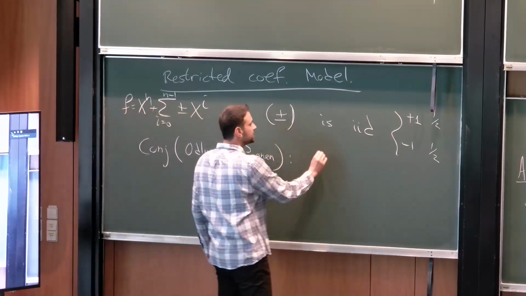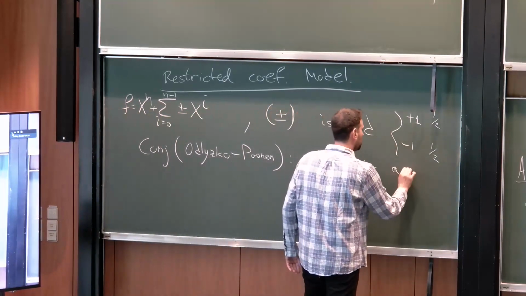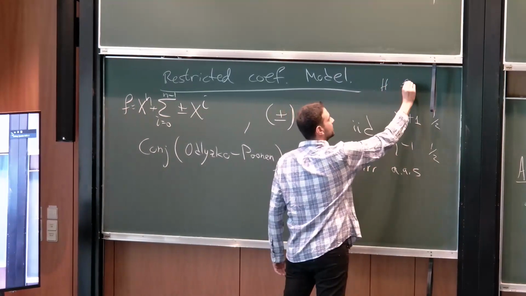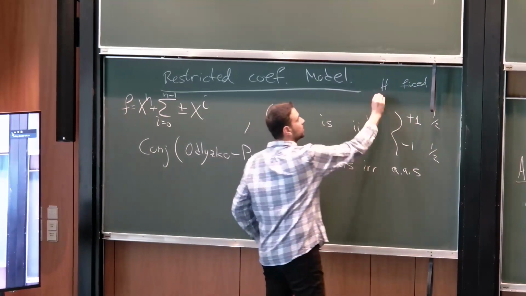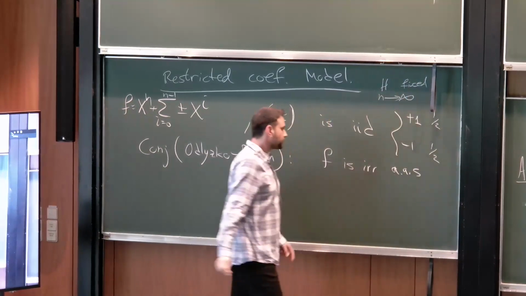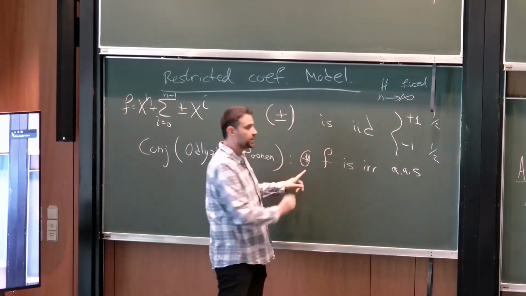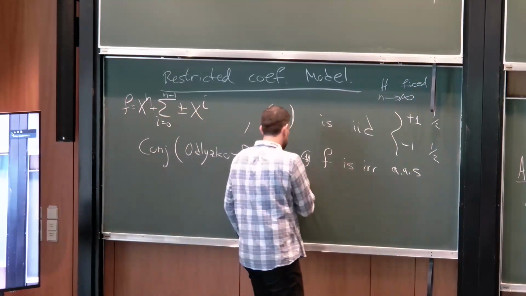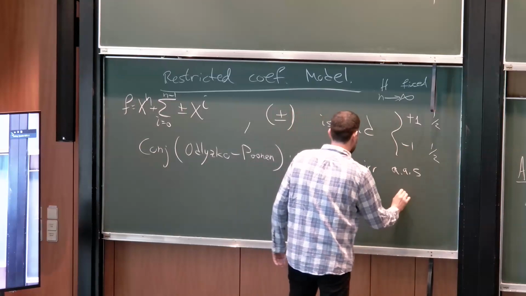So the conjecture is that f is irreducible asymptotically almost surely. Here H is fixed, because the coefficients are ±1 and n goes to infinity. This is an actual conjecture that they made, that f is irreducible asymptotically almost surely. But if you are at it, why not say the Galois group of f is S_n?